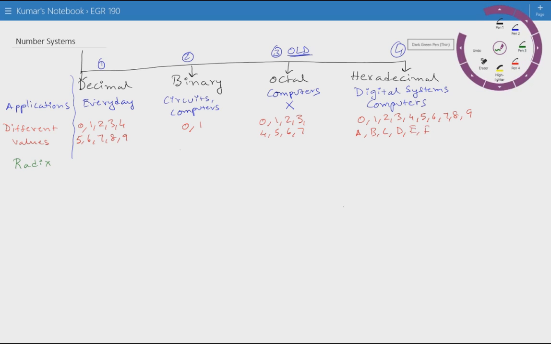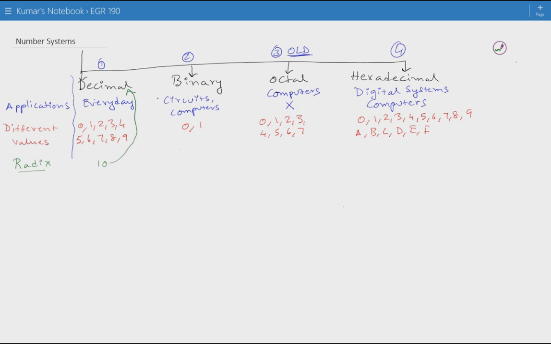And the definition radix tells us how many different values we have in each number system. Here we have 10 different values, so my number system decimal has a radix of 10. In binary, we have 2 different values, so it has a radix of 2. In octal, we have 8 different values, so it has a radix of 8. In hexadecimal, we have 16 different values, so it has a radix of 16.